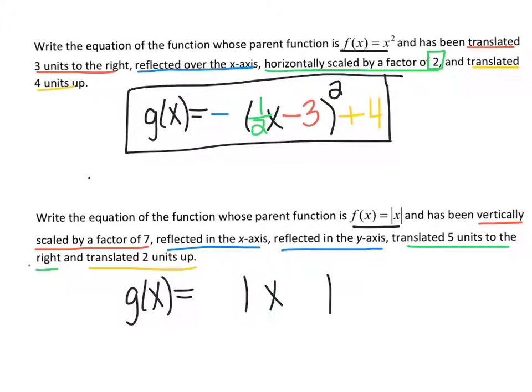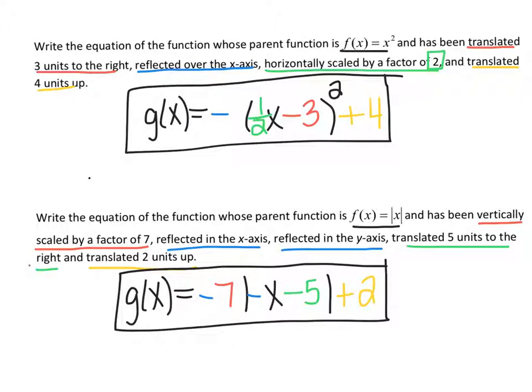Okay, so the vertical scaling by a factor of 7, that means that we have a coefficient of 7 sitting on the outside of our function. No weird thing where we have to flip that number, take the reciprocal, not for a vertical dilation. The reflection in the x-axis and the y-axis means I'm going to have a negative out front and with the x, so in both spots. Translated 5 units to the right would mean I also have a -5. And finally, the 2 units up, I would do a little +2 at the end. And this equation now represents all the transformations that are listed in that couple of sentences.